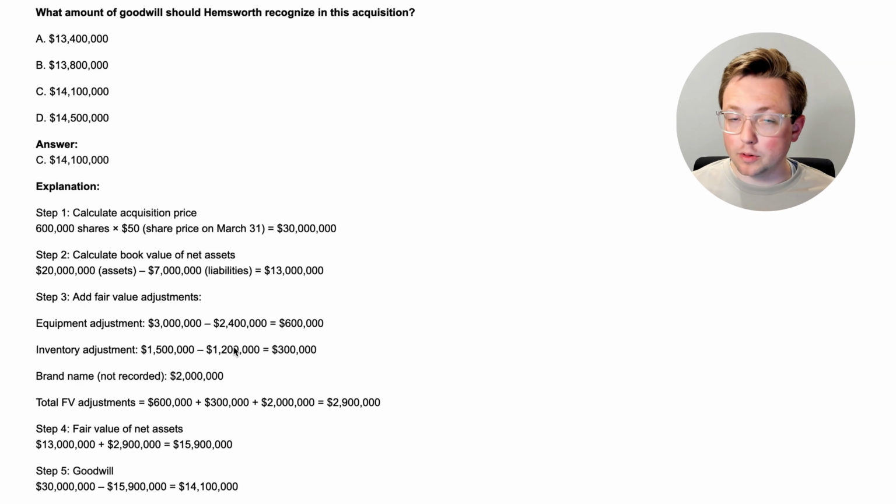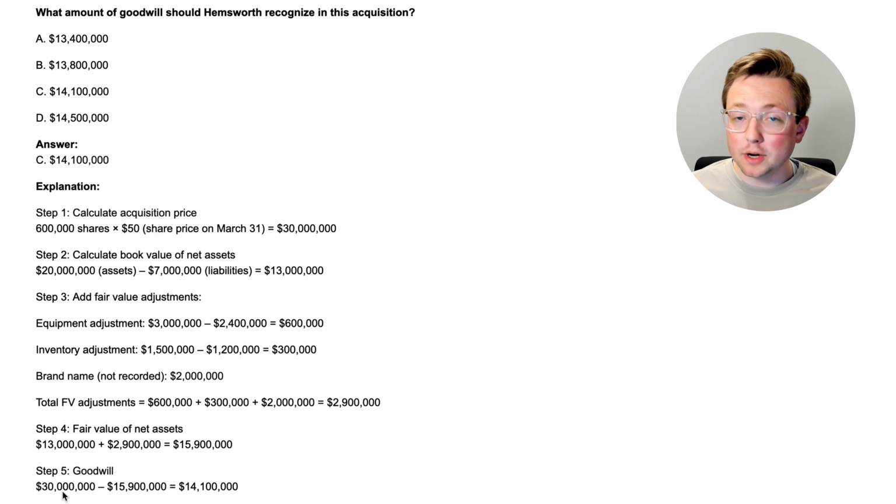And this is probably one of the more complicated pieces of this, so make sure you understand what's happening here. Again, we are adjusting the things that were not the same fair value as book value. We're adjusting the book value up to the fair value. And then the brand name wasn't even on the books, so they're having the fair value for that. So again, we do these fair value adjustments. We add them to the fair value of the net assets. So $13 million plus $2,900,000, that's $15,900,000. So that is the fair value of the company that is being purchased.